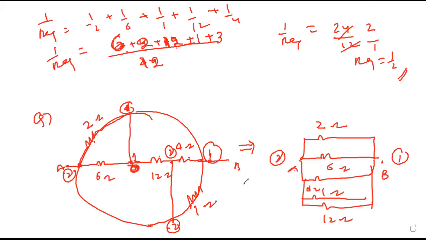So, one method is you number the points with the same potential with the same number, and then check how many points come and which resistances come between them. Once you are done, please say so that we can do the next part, the infinite one. Yes, sir. The second type is for infinite networks.